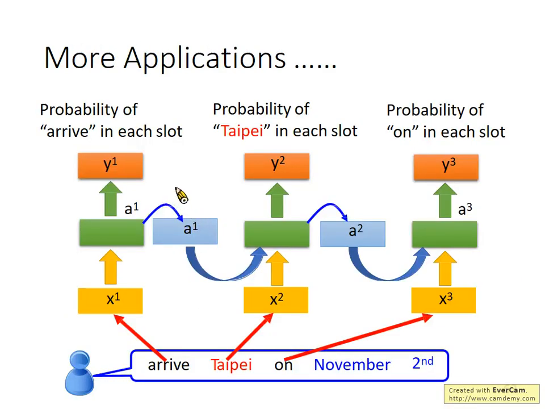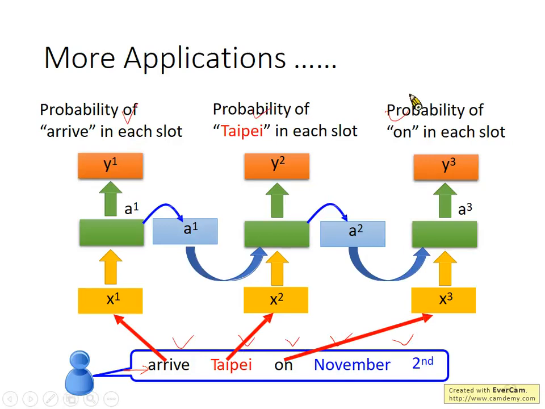At the end of this lecture video, we will give you more applications. As we said before, we first use the slot filling application to talk about the RNN. The input of the slot filling problem is a sentence. For example, this sentence consists of 5 words, and the output of the slot filling system is the probability of each word belonging to each category. So if we have 5 input words, we will have 5 output probabilities.